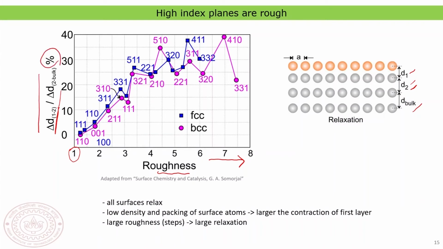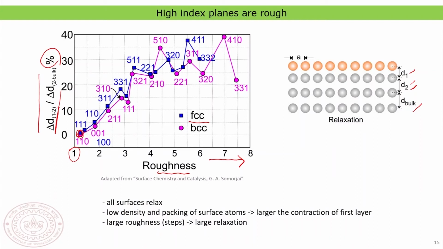So 0% in this case basically means that there is no relaxation. Ideally, the 111 surface will have the lowest relaxation, and that is basically our starting point for both BCC and FCC. You can see our starting point is around 0. And now you notice, particularly for FCC, that the FCC 111 surface has the lowest roughness and the lowest relaxation of the surface atom with respect to the bulk.